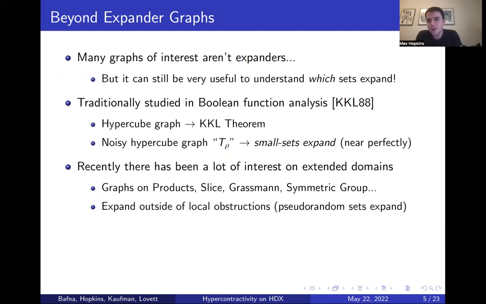But in other words, if you have a set that is global or pseudo-random in some sense, that avoids local obstructions, then you recover this type of expansion characterization. These sets expand almost perfectly.